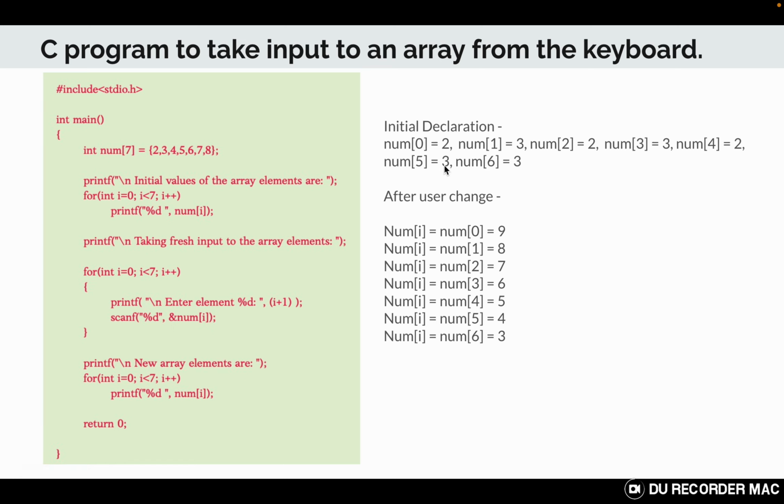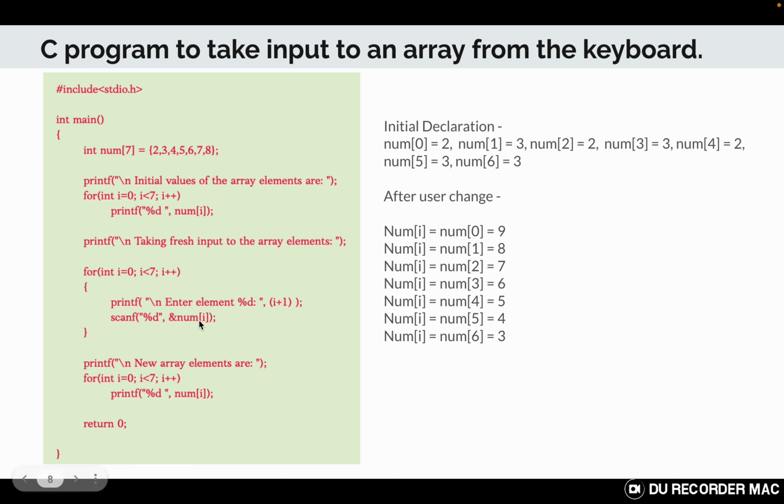Okay, what I have explained here very clearly. Initially the 7 elements were there: num of 0, num of 1, num of 2, num of 3, 4, 5 and 6. If you see, num of 0 is 2, num of 1 is 3, num of 2 is 2. Similarly all these values are there.